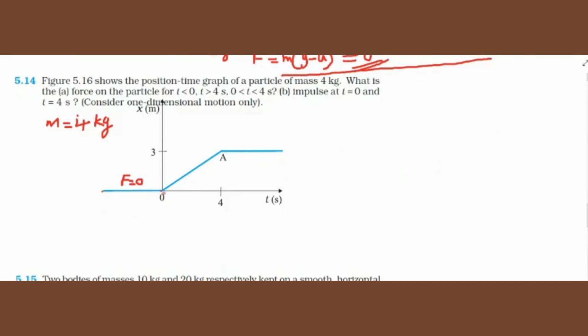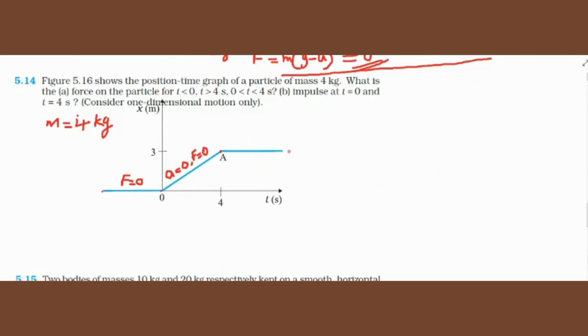Second case, you see 0 to 4 seconds, a slanting straight line. A slanting straight line means uniform motion. Uniform motion means acceleration is equal to 0. As acceleration is equal to 0, again you can see force is equal to 0. Again there is no force.